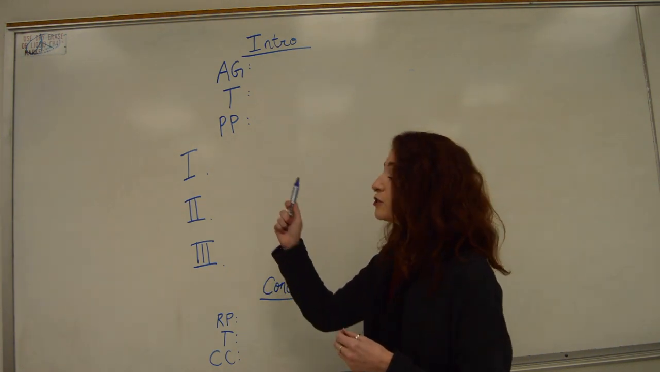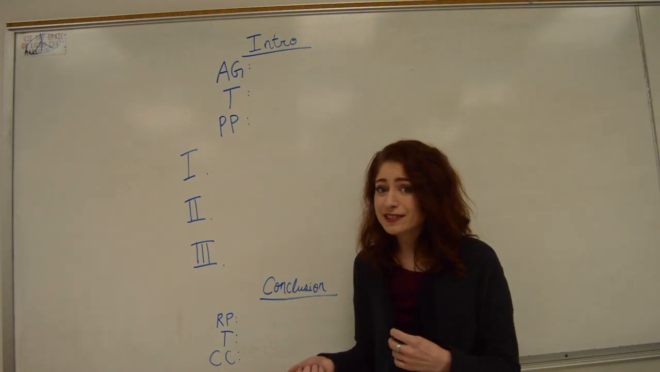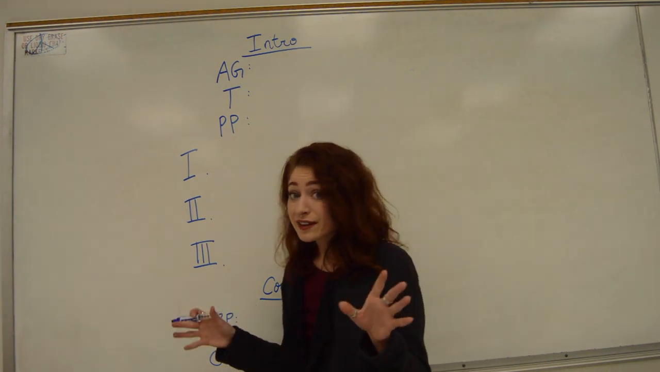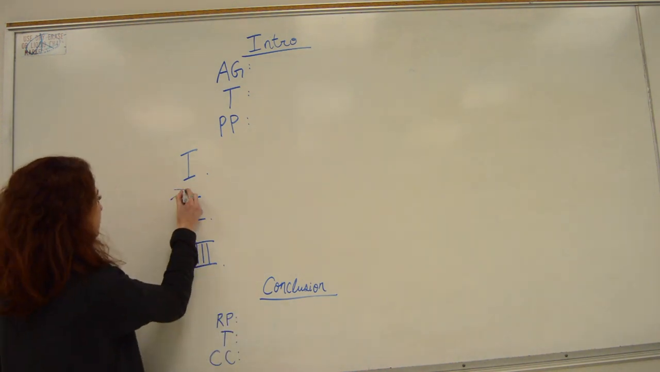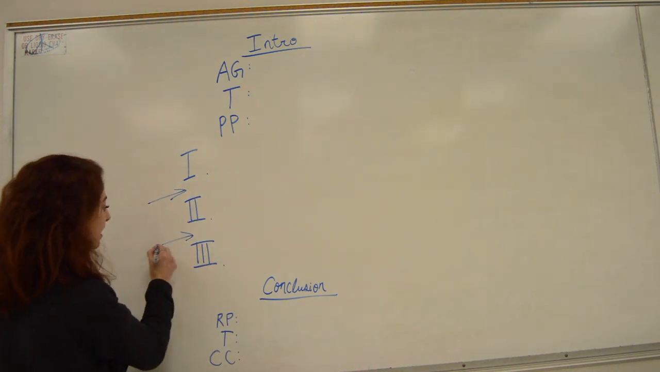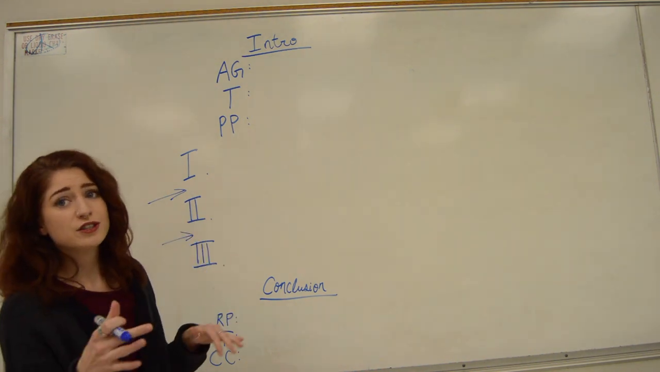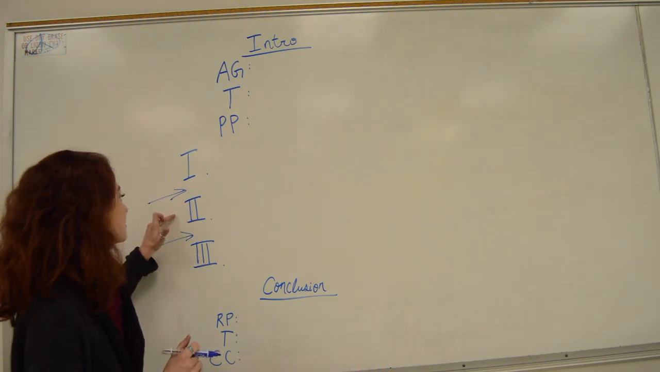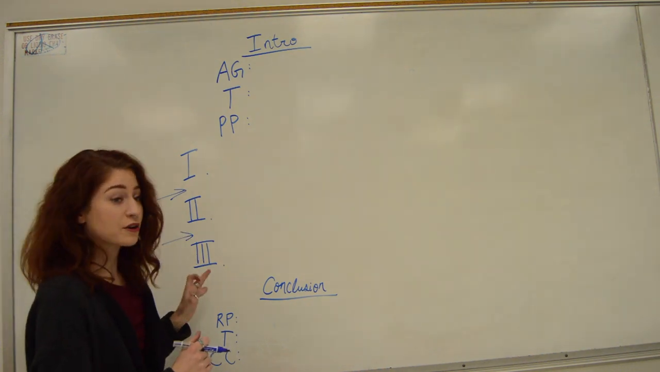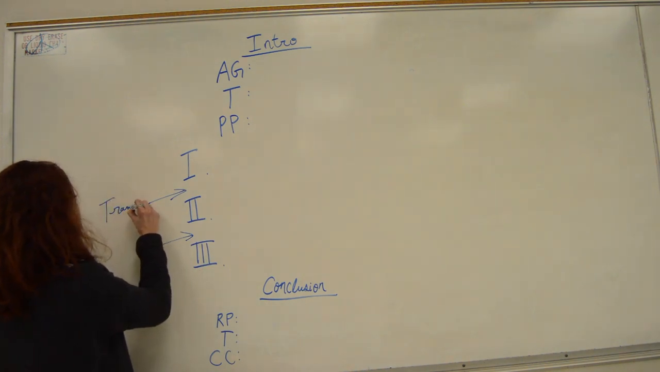And in between each point, we have our transitions, which sometimes we forget to do. So if you think that you're going to be one of those people that is going to forget your transition, just put a little arrow in between each, because you don't need to have a transition from your introduction to your first main point. It's just from your first main point to the second, and then from the second to the third. And so you can just write in there, transition.